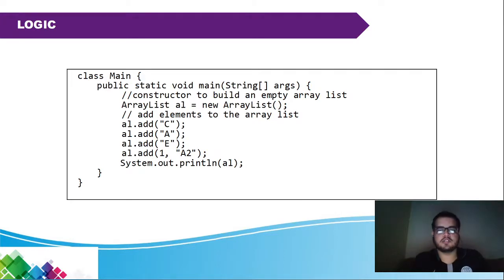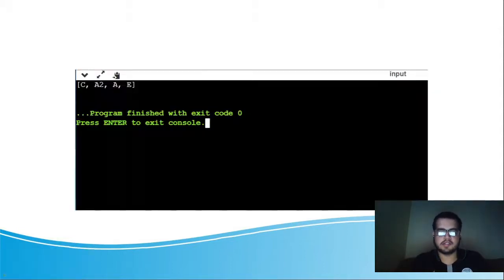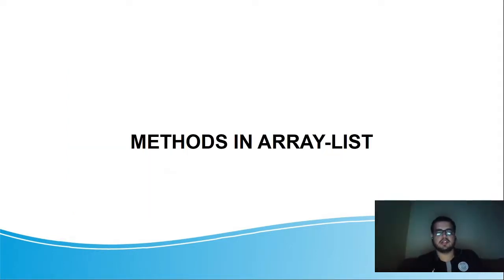So this is the basic program I've created. The syntax I've written is ArrayList al = new ArrayList. Now I'm going to use the add method to add elements in the ArrayList, like al.add(C), al.add(A), al.add(E). Now if I want to add a specific element at the first index, I'm going to use al.add(1, A2). Now if I print this ArrayList, the output comes like C A2 A E. Next, I'm going to present the methods available in the ArrayList.